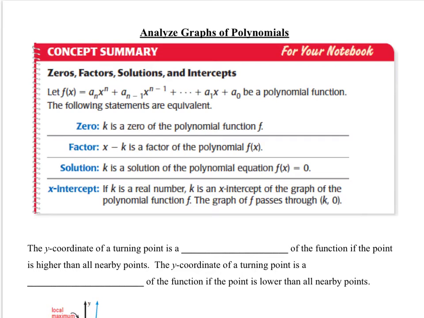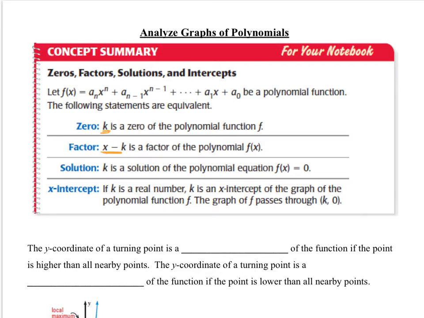So 0, k is just some number. K is the zero of the polynomial function f. So zero means it's a factor of the polynomial. The factor itself is x minus or x plus that number. So the value itself is 0. X minus or x plus the value is the factor. The solution: k is a solution of the polynomial equation f of x equals 0. That's just how you write it.